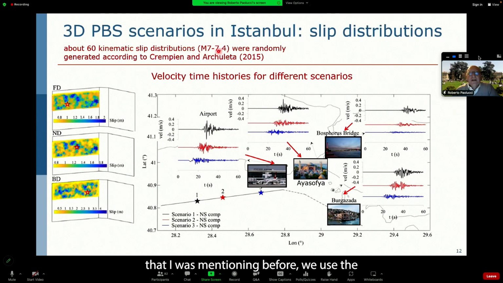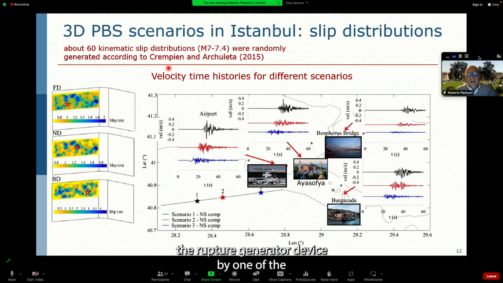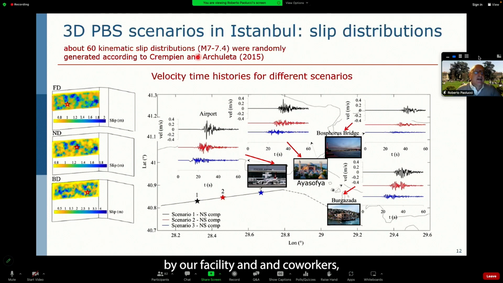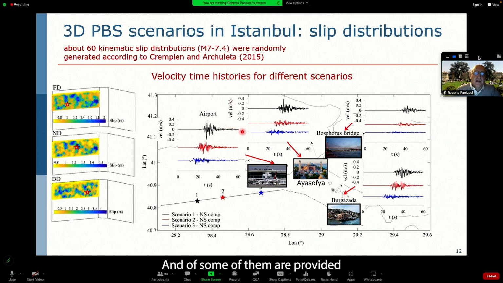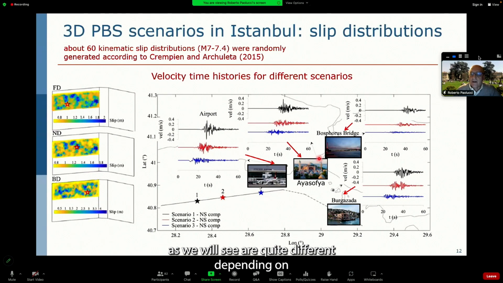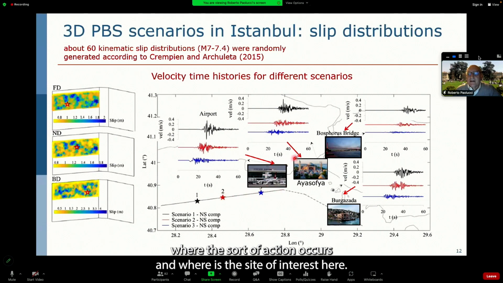Then, in the magnitude range that I was mentioning before, we used one of the rupture generators devised by Rafa Shoreta and co-workers, and we constructed about 60 kinematic slip distributions that we used, more or less evenly distributed in the magnitude range that you see there. Some of them provided forward directivity ground motions, some backward directivity, some neutral directivity, and of course the effects, as we will see, are quite different depending on where the fault rupture occurs and where the site of interest is. Here I denoted 4 of such sites: the old airport, Hagia Sophia, the Bosphorus Bridge, and the Princess Island, Burgazada.